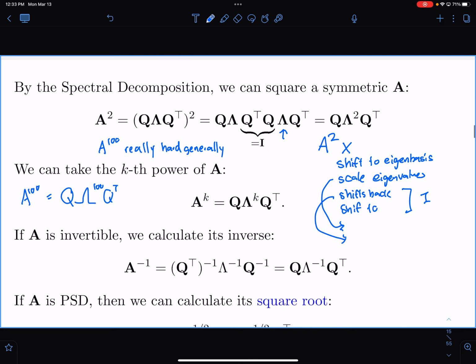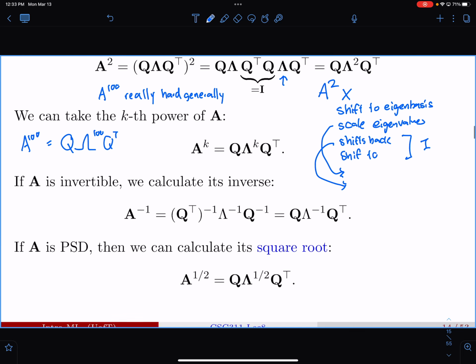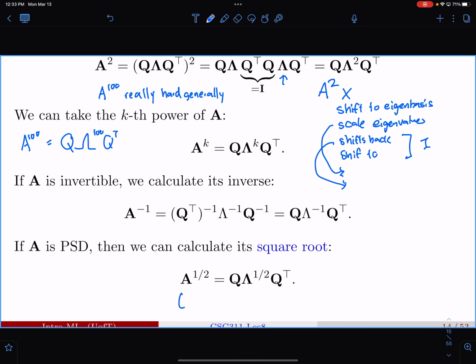We covered how inverses work. The eigenvectors are the same, but the eigenvalues get inverted. And this also allows us to define the notion of a square root of a matrix, which we need later on. The idea of a square root is a matrix where we want A to the 1/2 times A to the 1/2 to equal A. The way you do that, assuming a matrix is positive semi-definite, is you take the square root of the diagonal entries. So when you square it again, you'll get A back.